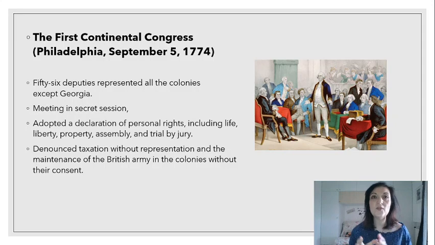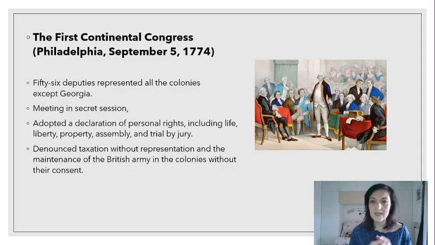These were the personal rights declared by the 56 deputies which met in secret session in Philadelphia on September the 5th, 1774. Okay? They didn't only adopt a declaration, but they also denounced the taxation without representation. They said that it was impossible for the colonies to go on paying taxes and duties without having their representatives at Westminster. And they also denounced, okay, the maintenance of the British Army in the colonies without their consent.